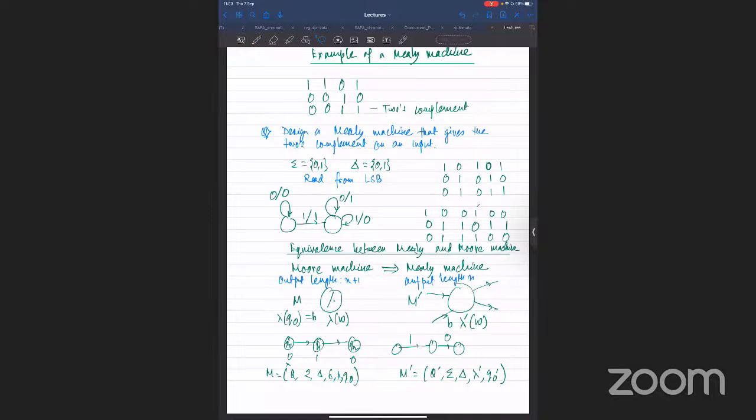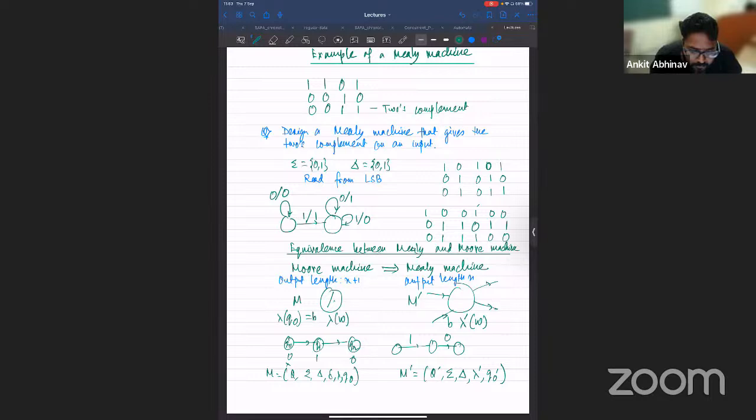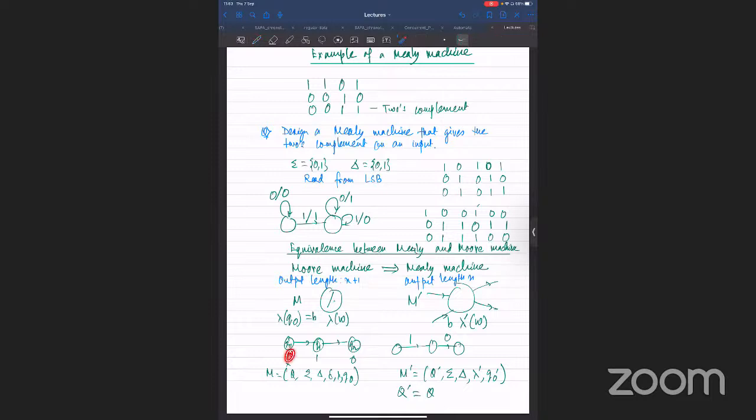Ankit? What is the state space Q prime? Q prime should be the same as Q. Yeah, same as Q. We are just moving the output from here to this thing. Okay, it's just on the transition, right? And so Q prime equals Q. What about the Q0 prime? It's the same as Q0, right? The same initial state.